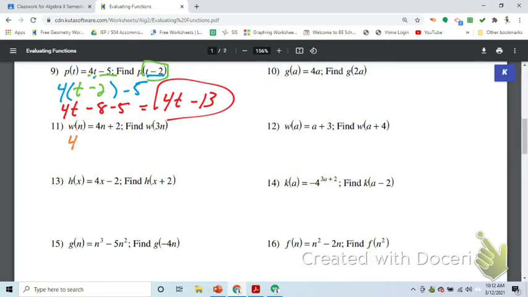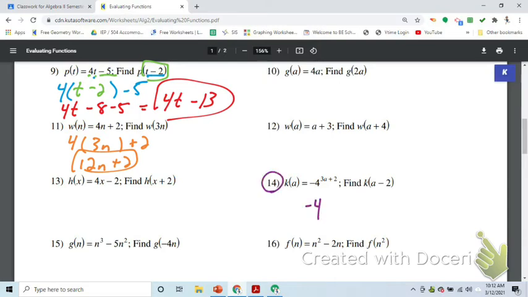So this is instead of 4n minus 2 plus 2, this will be 4 times, instead of n, we're plugging in 3n. So this will be 12n plus 2. That's all you can do there. That's it. Not too terrible. I'm going to go ahead and skip over to number 14 here.